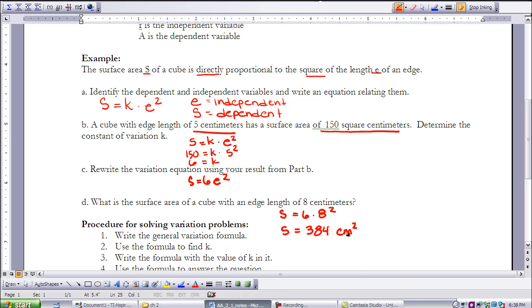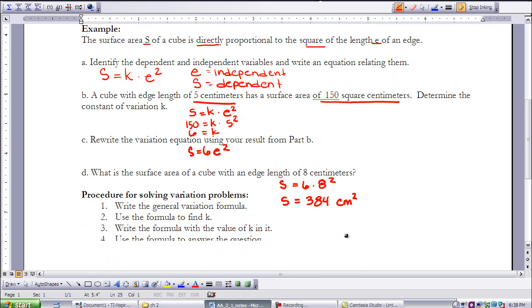As we worked through this example in parts A, B, C, and D, we actually followed the procedure for solving variation problems. The first step, 1, write the general variation formula. Second, use the formula to find K. Third, write the formula with the value of K in it. And 4, use the formula to answer the question. We will be using this procedure for solving variation problems in both direct and inverse variations.